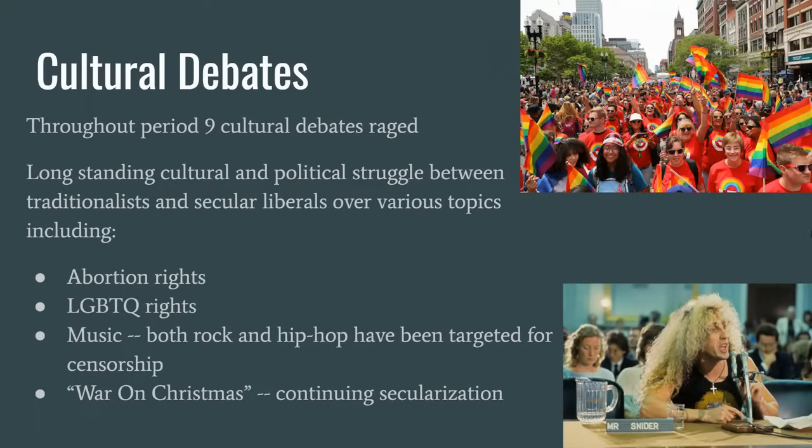Another hallmark of all of Period 9 were the raging cultural debates. As we saw earlier, the moral majority pushed back against some of the liberal advances of the 1960s and 70s. Liberals also pushed back against the moral majority as well. This is seen in the cultural and increasingly political struggle between traditionalists and secular liberals over hot-button topics like abortion rights, LGBTQ rights, music, of which both rock and hip-hop were targeted for censorship, and fundamentalists were also concerned about the supposed increased secularization of society, declaring that liberals were waging a war on Christmas.